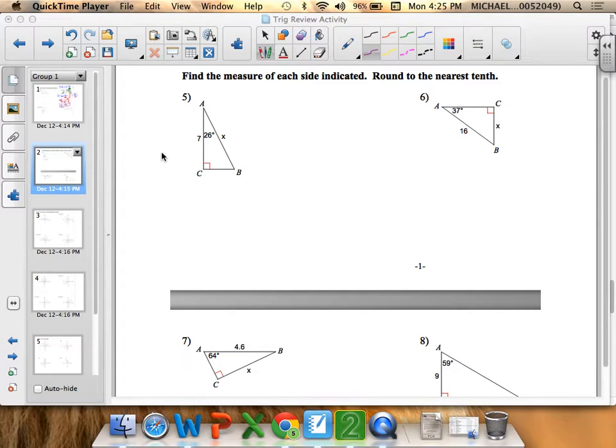Alright, for number 5, 6, 7, and 8, I will do 5. It says 5, find the measure of each side indicated. So 1 through 4 I was finding the actual angle. This time the angle is given to me. I need to find an unknown side. At times you can use the Pythagorean theorem if you have 2 out of 3 sides, but in this case we do not. We only have one side and an angle.